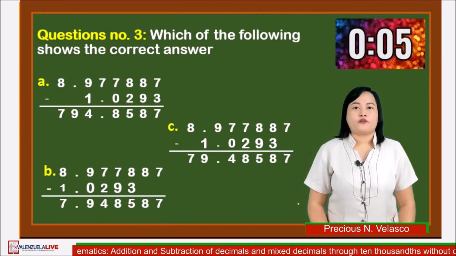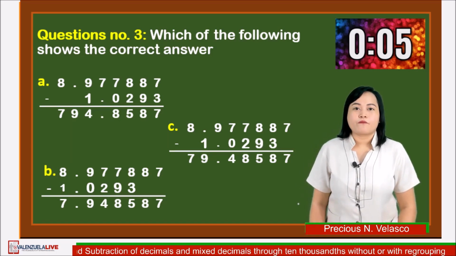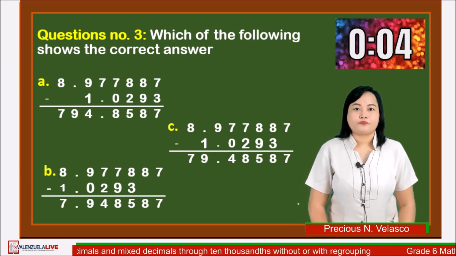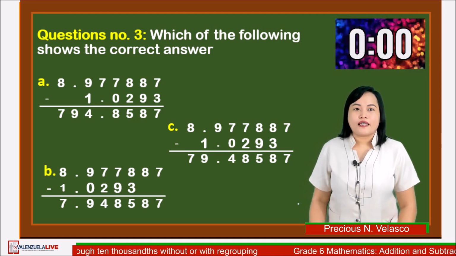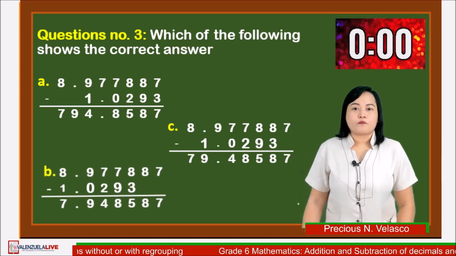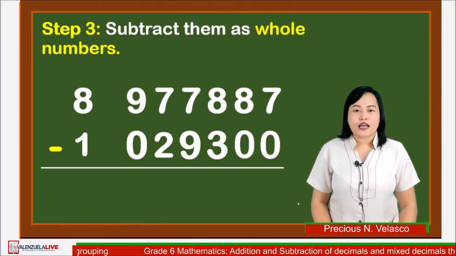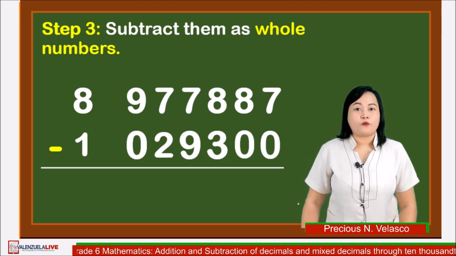Third question. Which of the following shows the correct answer? Your 5 seconds starts now. Okay, time's up. Let's see. The correct answer is letter B. Very good. For step 3 in subtracting decimal number, we're going to subtract them as a whole number.